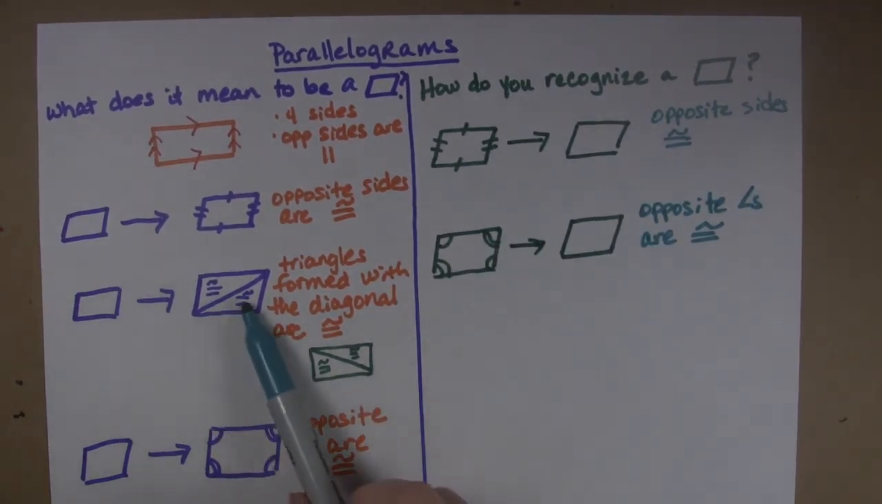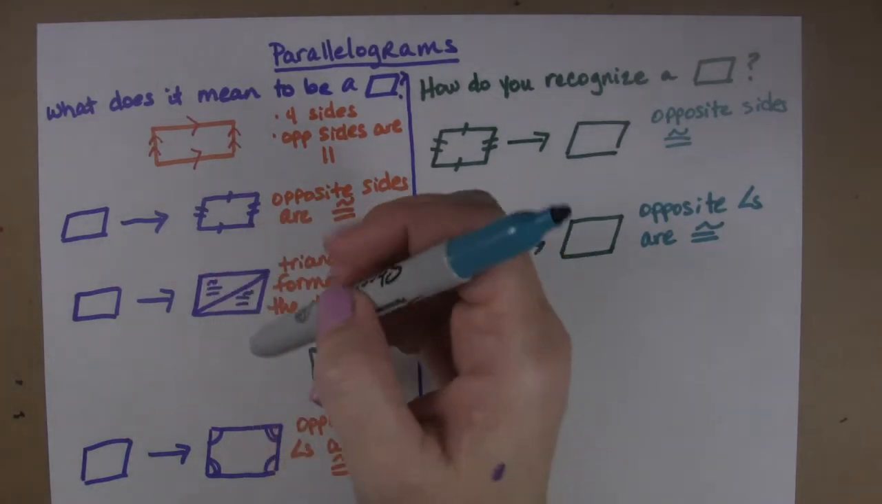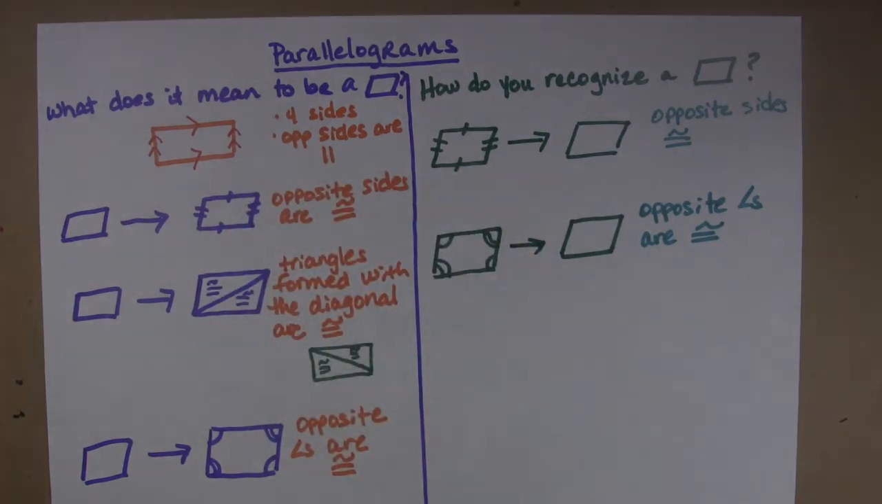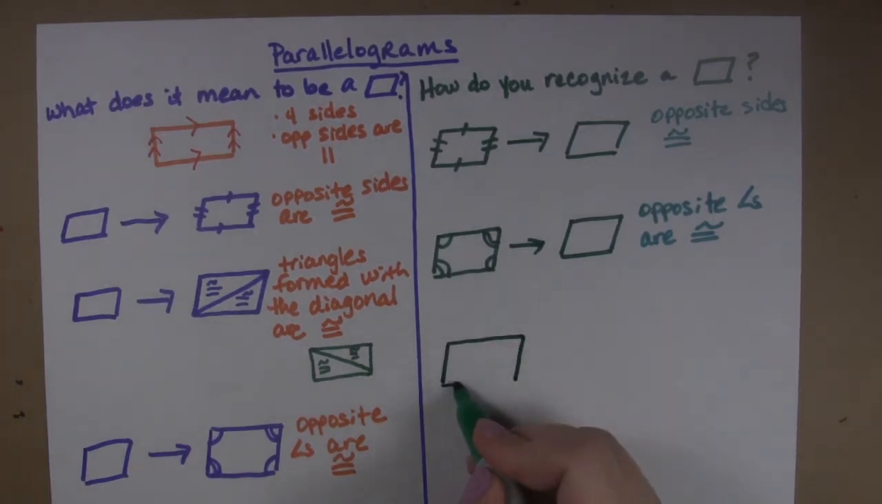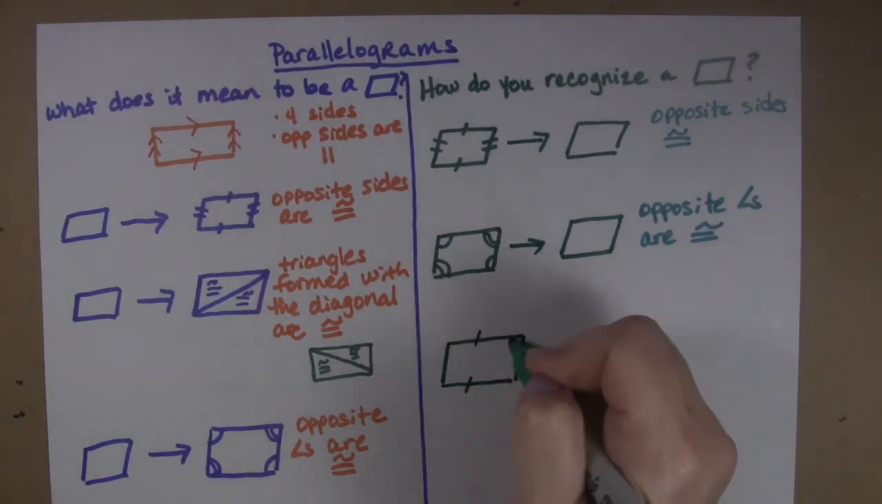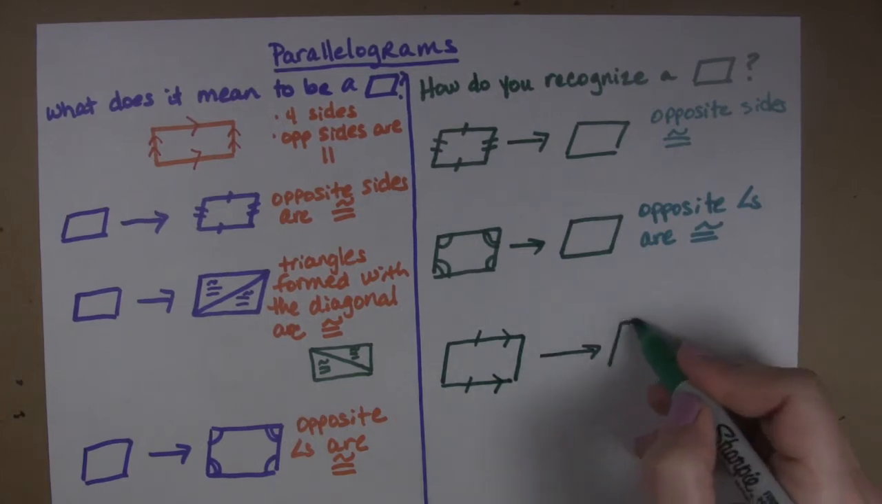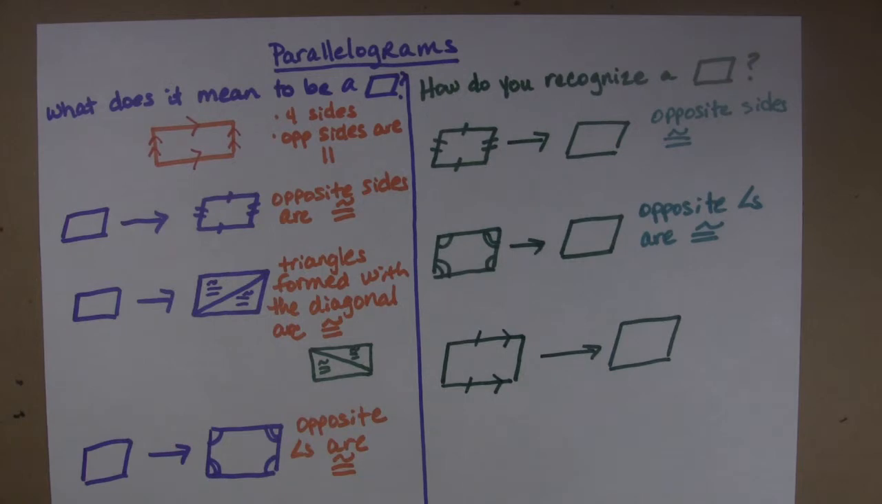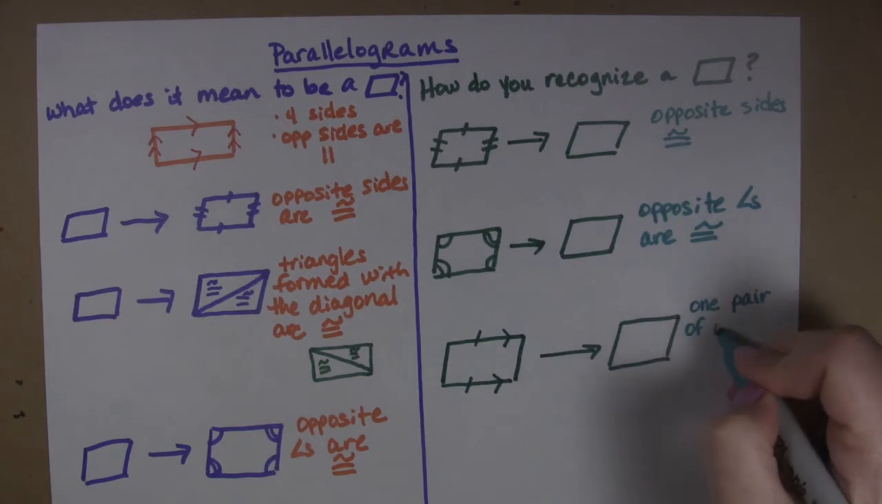Now, unfortunately, the converse is not necessarily true, that if you have congruent triangles on the diagonal, then you automatically have a parallelogram. You can't say that, but you can say this. You can say that if you have a four-sided figure and one of the sides, one pair of the sides is both congruent and parallel, then you know you have a parallelogram.